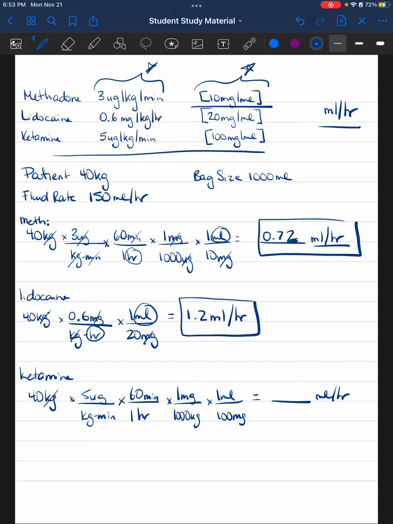Okay, so let's figure out how many mils per hour that is. So let's cross out all of our units that we don't need. They're in the numerator and denominator.